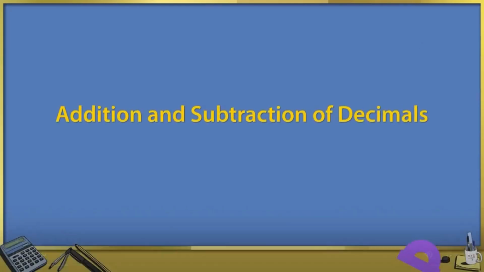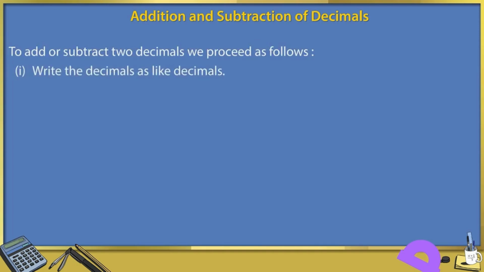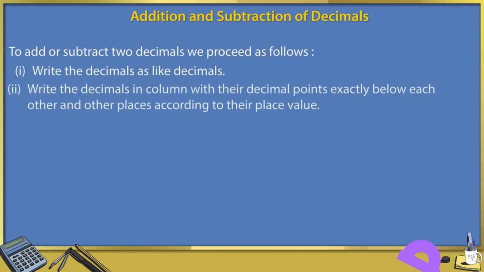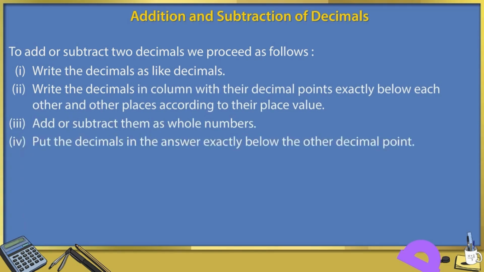Addition and subtraction of decimals. To add or subtract two decimals, we proceed as follows. 1. Write the decimals as like decimals. 2. Write the decimals in column with their decimal points exactly below each other and other places according to their place value. 3. Add or subtract them as whole numbers. 4. Put the decimal point in the answer exactly below the other decimal points.